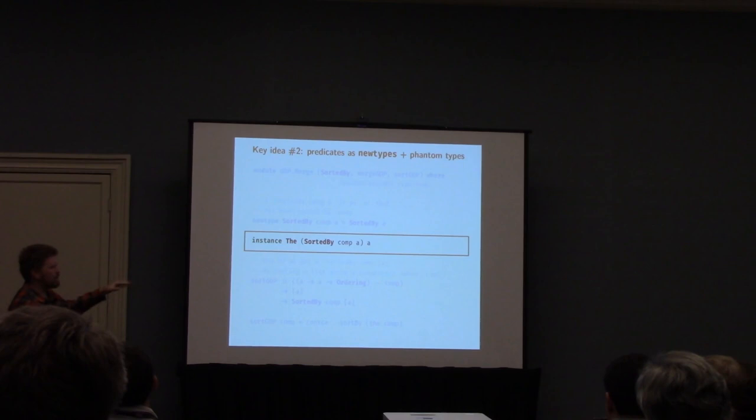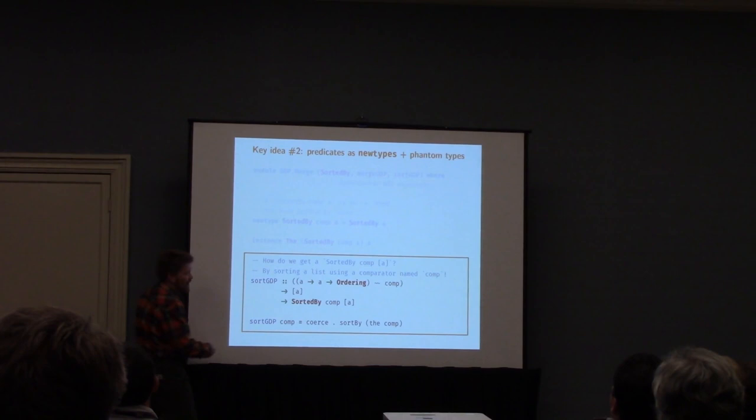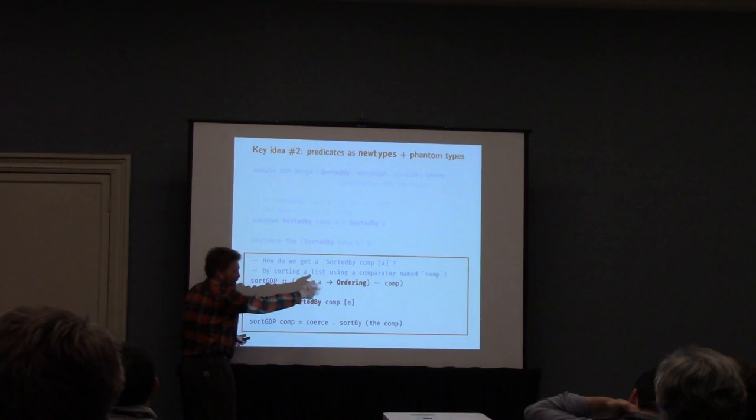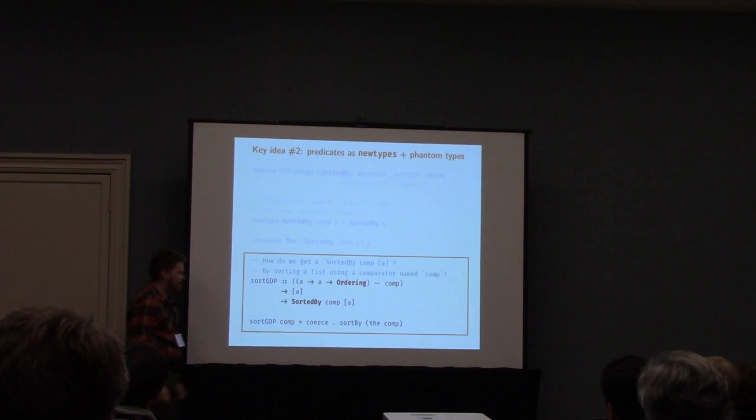And then this is what the sort function would look like. It takes a comparator with a type level name comp, and a list of As, and it gives you back that same list of As, but it's been tagged with this new type wrapper that's been sorted by the comparator with name comp. And these aren't symbols or anything. There's nothing funny about kinds. It's just a type variable. And this is again free. That is a coercion. We dispatch into the original sortBy function, and coerce it again. So at runtime, this really looks just like the call to sortBy.